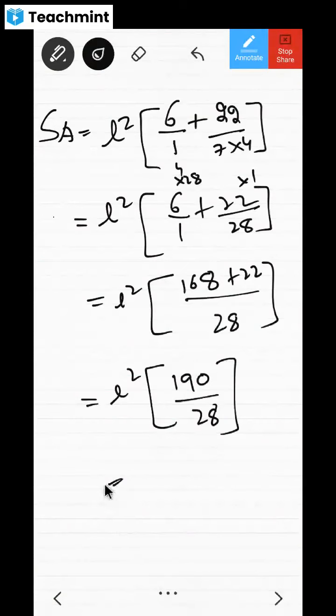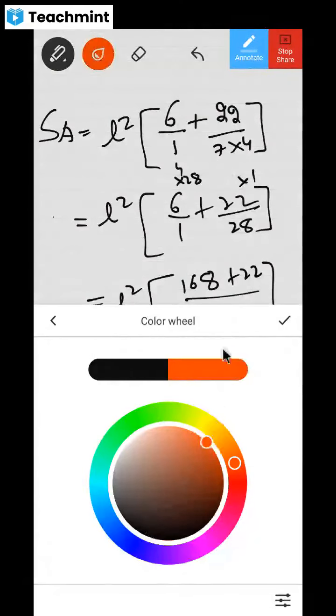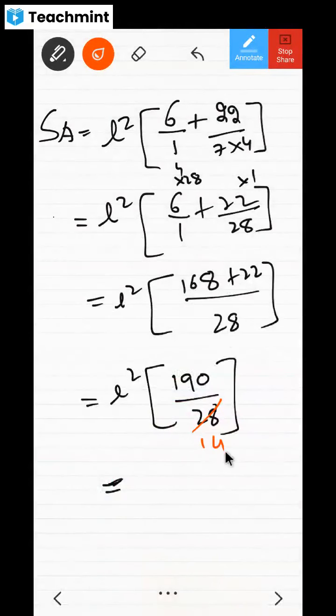Yes, sir. Yes or no? However you want, you can do it. Now please do this also. Cancel with 2 and all. Try to do that. 2 ones are, 2 fours are, then 2 nines are, then 2 fives are.